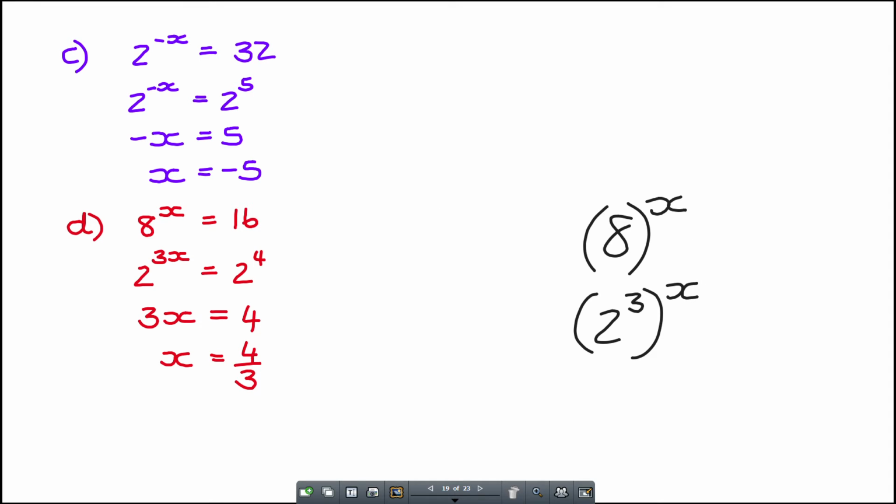And now what do we do when we've got a power to the power? We multiply them, and that's why it becomes 2 to the power of 3x. And if you take 16 and say shift fact, it gives you 2 to the power of 4.